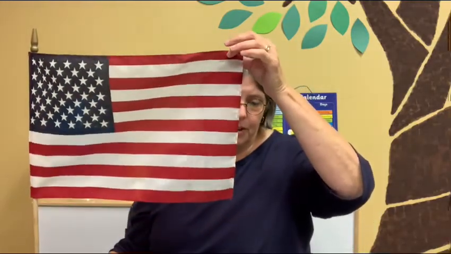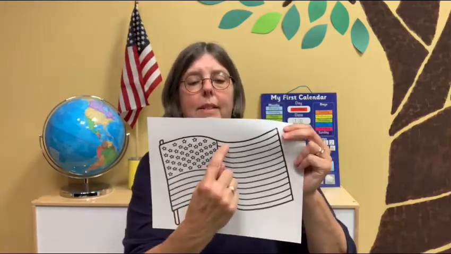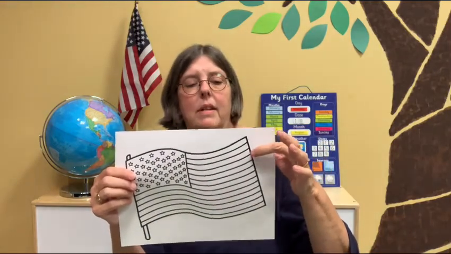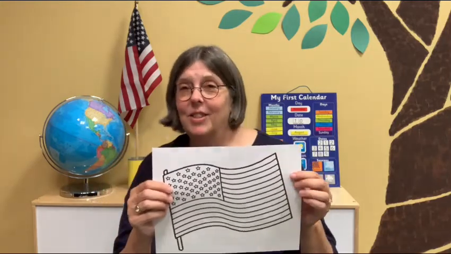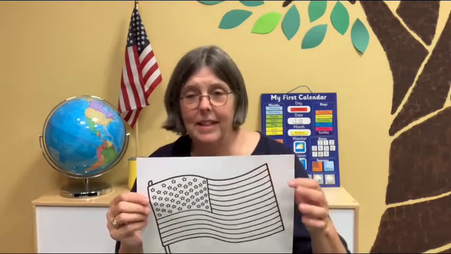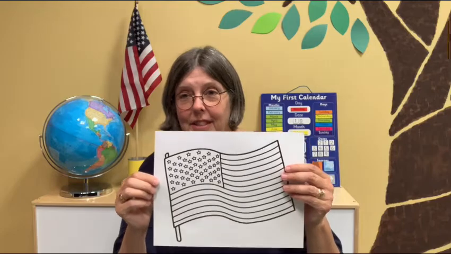And let's take a look at this. The top one is red and the bottom one is red. So when you get your crayons out, you do a red stripe, then a white stripe, then a red stripe, and a white stripe, and a red stripe, and a white stripe. That's called alternating. You're just going back and forth between red and white until you get them all, okay? And all the 50 stars for all the 50 states.